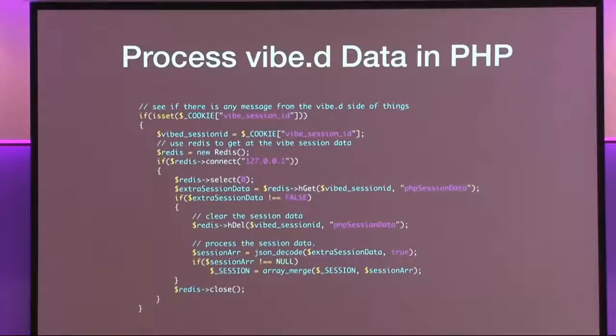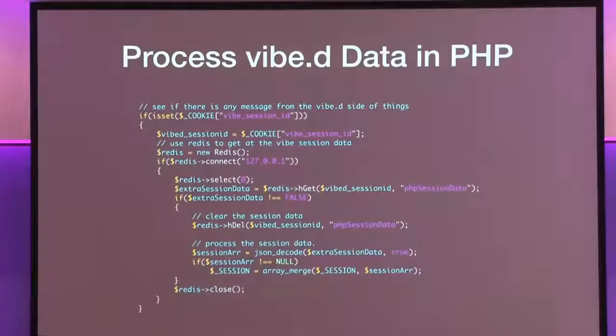So this is some PHP code. Basically, I'm looking to see, is there a vibe session ID in PHP? If there is, connect to Redis, pull the data out. The data is stored as a JSON string. So we're going to parse it and then basically merge it into our current session. So this way I can inject anything I want into the PHP session from the vibe.d side. And I don't have to worry about race conditions, because this is when you're actually loading the PHP that works. So this is how I do it on the PHP side.